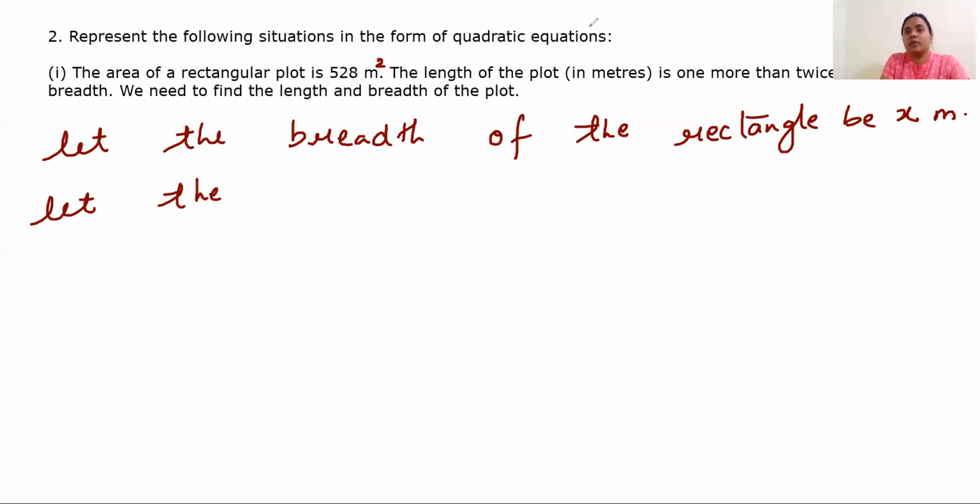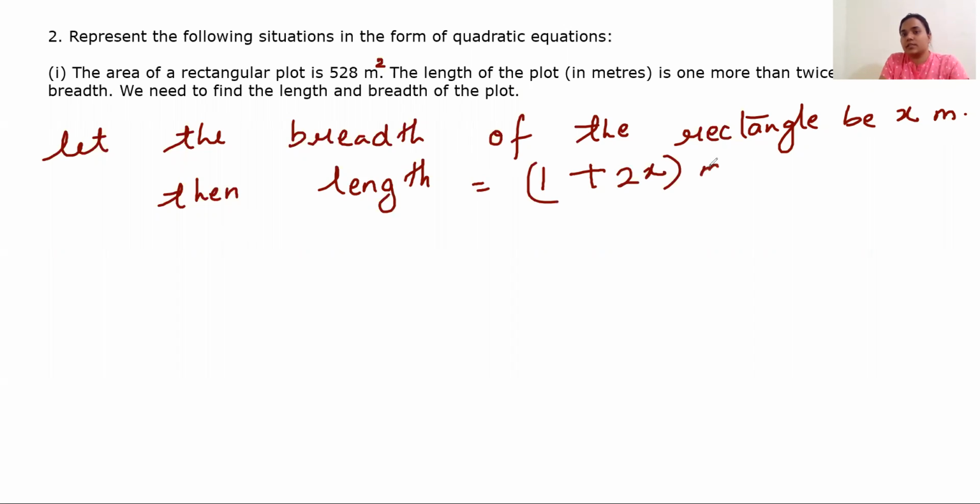So then the breadth will be equal to... let the breadth of the rectangle be x, then the length will be equal to 1 more than twice its breadth. 1 more than means 1 plus twice its breadth. Twice its breadth is 2x. We can arrange this. This will be 2x plus 1 meter. And now we'll check what is given.